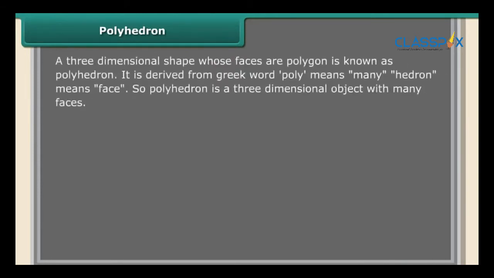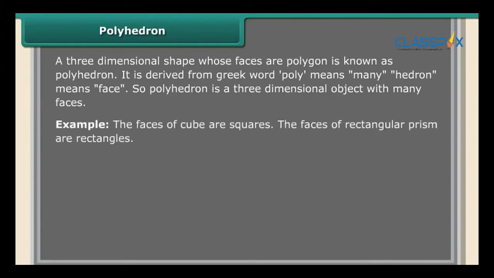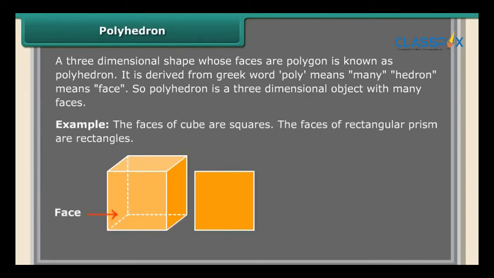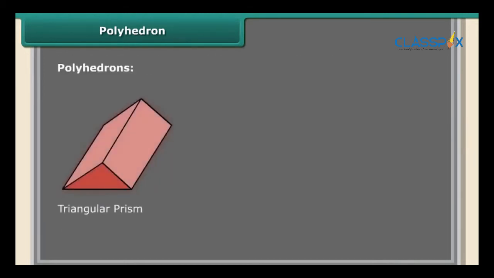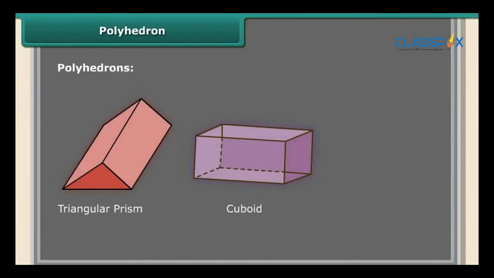Polyhedron. A three-dimensional shape whose faces are polygons is known as polyhedron. It is derived from the Greek word poly meaning many, hedron meaning face. So polyhedron is a three-dimensional object with many faces. Example. The faces of a cube are squares. The faces of a rectangular prism are rectangles. Polyhedrons: triangular prism, cuboid, octahedron.